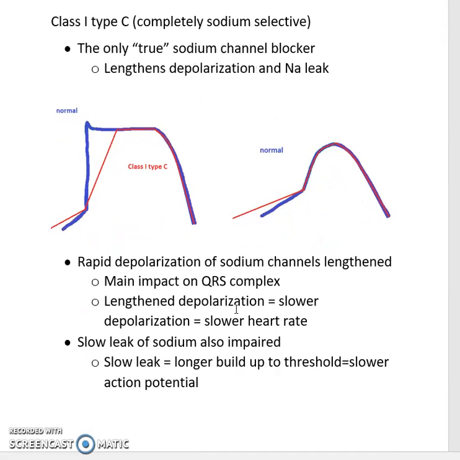Type C's are our complete sodium selective blockers. I like to think of them as the only true sodium channel blocker because they go after all sodium channels. And they do so regardless of the membrane charge. So not only do they inhibit sodium channels during the rapid depolarization phase, they also inhibit them during phase 4, where there is a slow leak of sodium across the membrane, which you can see here, and see here for the fast channels, and you can also see here for the slow channels.